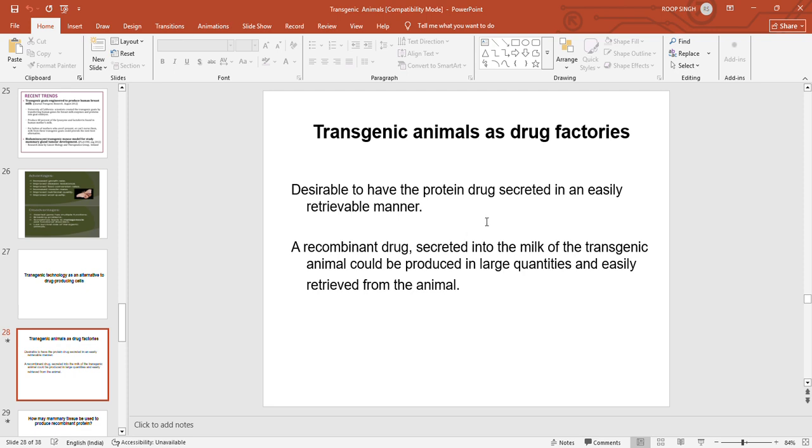We don't have to sacrifice the animal for purifying or obtaining this recombinant protein. So this is a very good advantage of transgenic animals. A recombinant protein secreted in the milk of the transgenic animal could be produced in large quantities and easily retrieved from the animal, because one can easily collect a large amount of milk, and then we can have a large amount of recombinant protein.